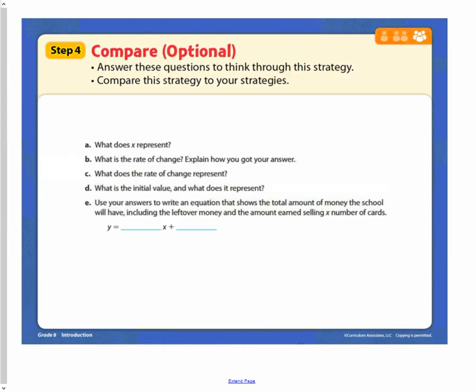All right. I'd like you to take a look at the questions at the bottom. Pause it for a second. Answer these questions on your own. All right, first one, what does x represent? Well, that one said it in the problem. It said x was the number of cards sold.